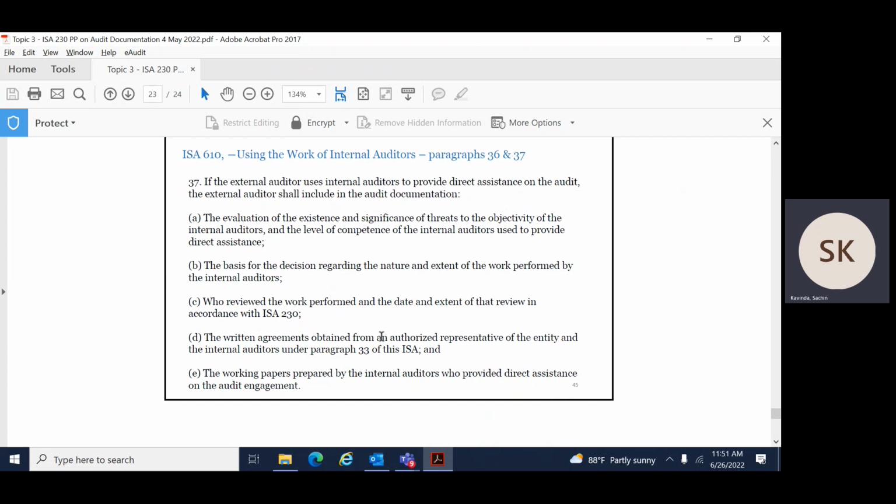The written agreements obtained from an authorized representative of the entity and the internal auditors under paragraph 32 of this standard. If the written agreement has been obtained, it must be documented. The working papers prepared by the internal auditors who provided direct assistance on the audit engagement.